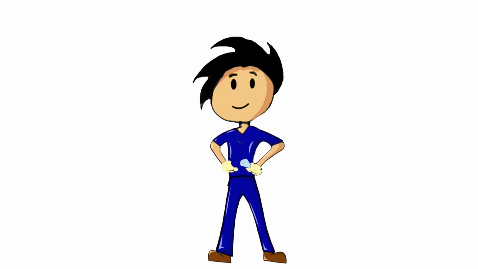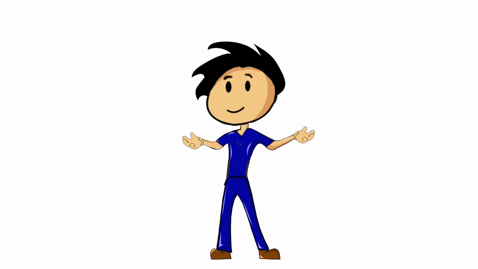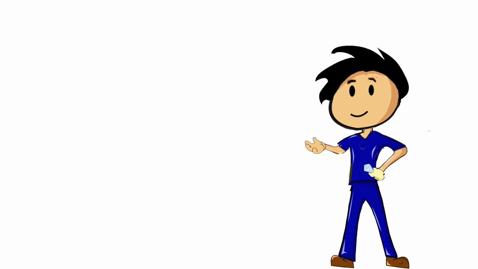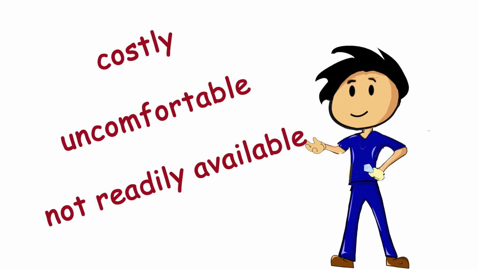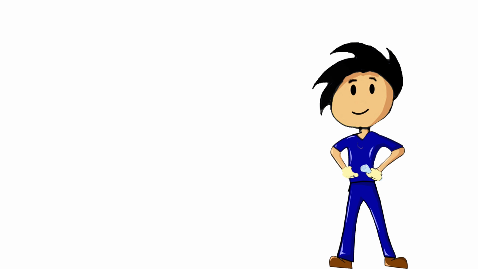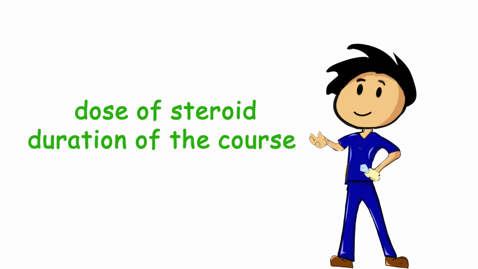Now, we jump straight into the problem. Not all patients who are under steroids have HPA axis suppression. There are some objective tests such as these. But these tests are costly, some are uncomfortable, and not really available. These tests are usually used in cases of other adrenal insufficiencies such as Addison's disease, etc. So we have to rely on subjective parameters such as dose of steroids, duration of the course, etc.